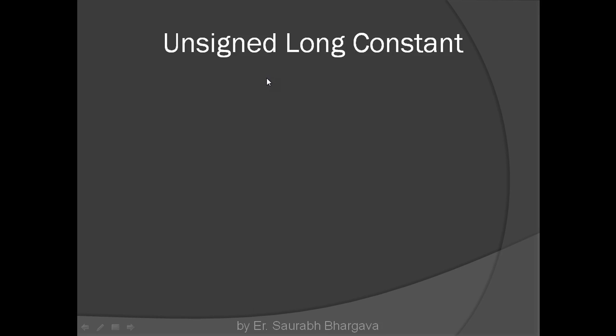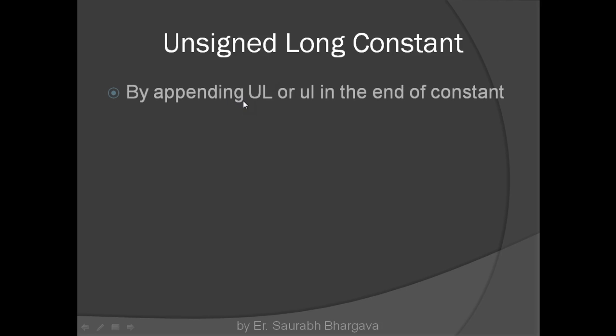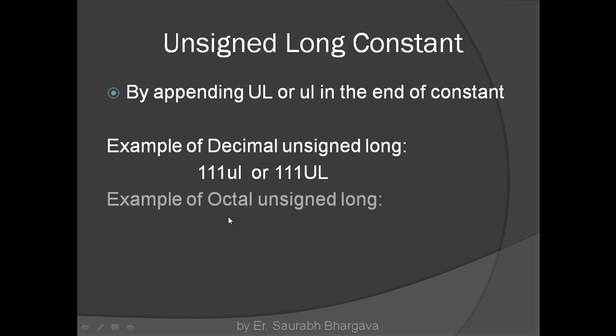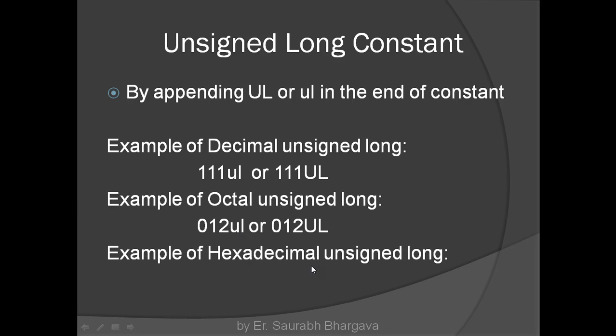Unsigned long constant. By appending ul in uppercase or lowercase at the end of a constant, it becomes an unsigned long constant. Example, decimal unsigned long 111ul, in octal 012ul, or in hexadecimal 0x5ul.